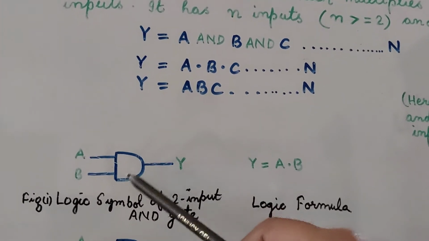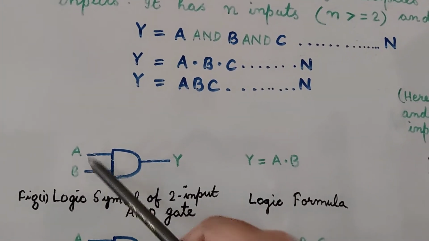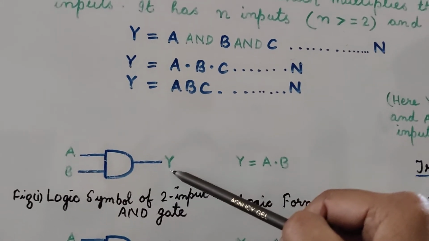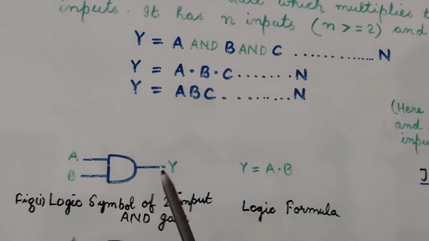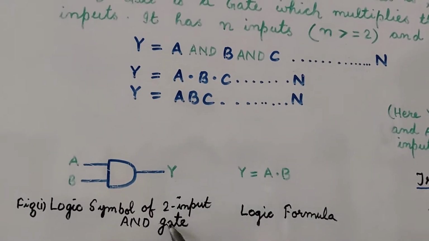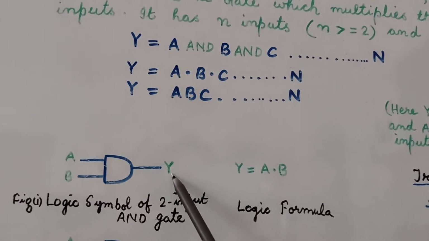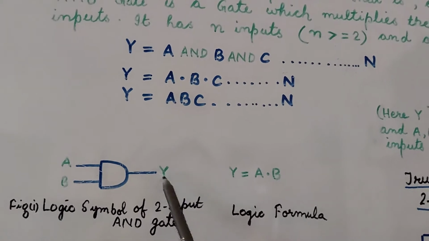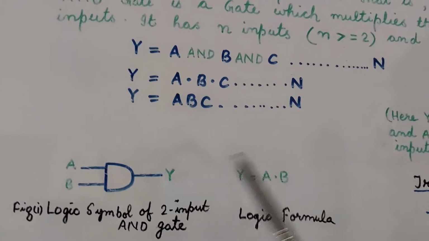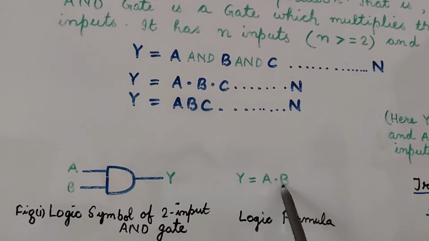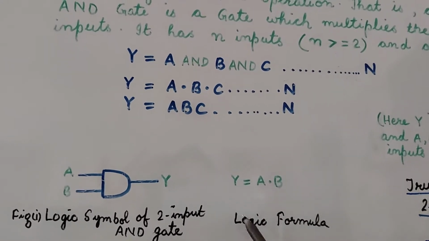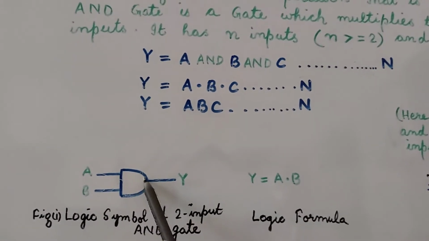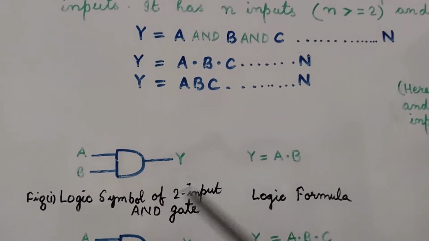That is, in 2 input AND gate there will be 2 inputs which have been denoted by A and B, and there will be only one output which has been denoted by Y. And if we want to write the logic formula of the 2 input AND gate, then the logic formula will be y is equal to a dot b. That is, AND gate just multiplies the inputs. So the logic formula of the 2 input AND gate will be y is equal to a dot b. So this is the logic formula of 2 input AND gate, and this is the logic symbol or logic diagram of 2 input AND gate.